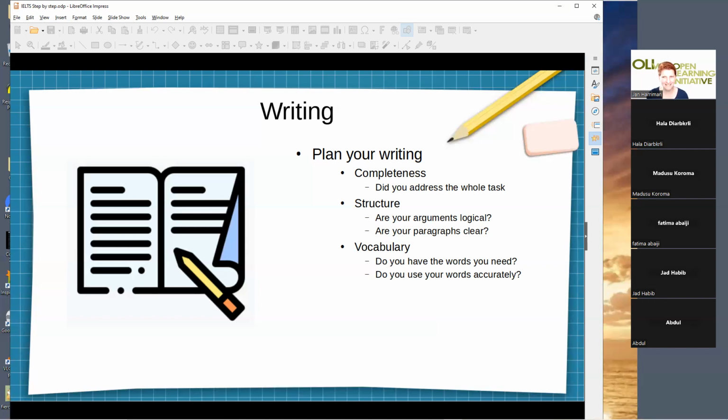The answer is no. Make sure that the vocabulary that you use is vocabulary that you can use accurately. You won't get extra marks for using a large word because it's a large word if it doesn't fit perfectly. All right. There are no rewards for memorizing things.